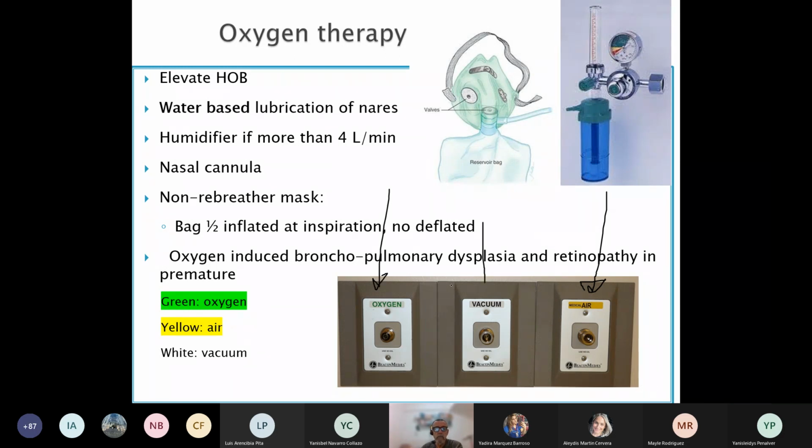The vacuum is for suction. They ask you if you know the colors that identify those outlets. Not always do they have this lettering that I'm showing here. Often it's only color without letters, without signs, okay? So you are supposed to know by the color which one is oxygen and which one is air.